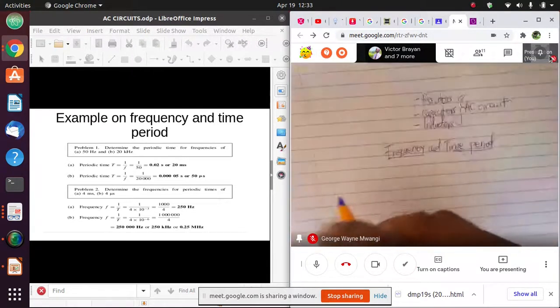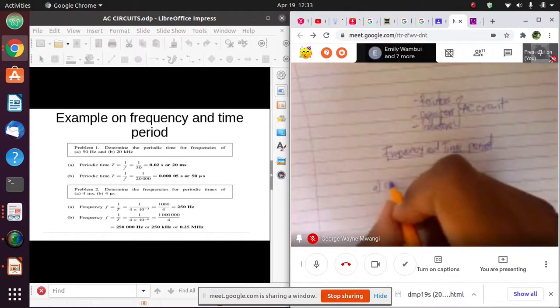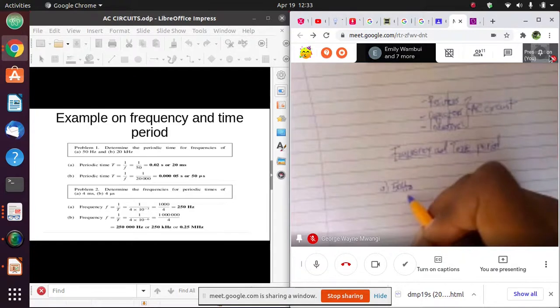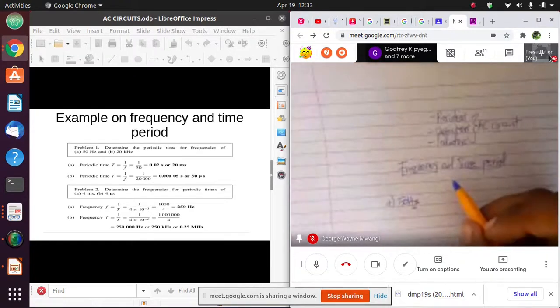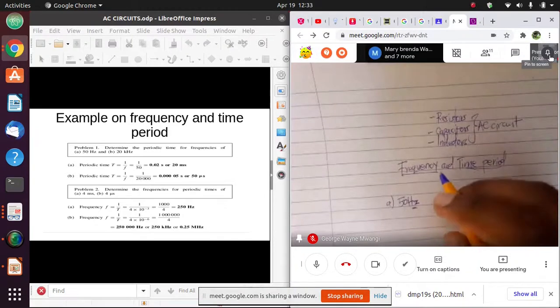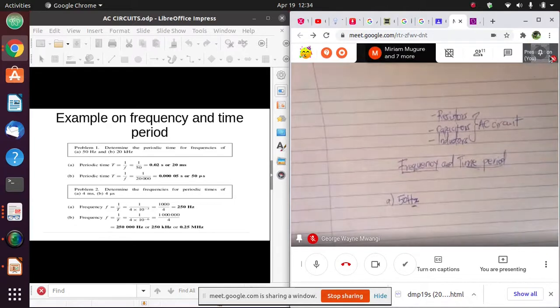Now, mfano, kuna swali, you're told to determine the periodic time for a frequency of 50 hertz. That is the unit of measurement of frequency. And I don't know if you can see my screen clearly. Mnaweza ona calculations zangu naandika vizuri? The writing is not clear. Okay. Mnaona sasa? Yeah, I can see. Okay.